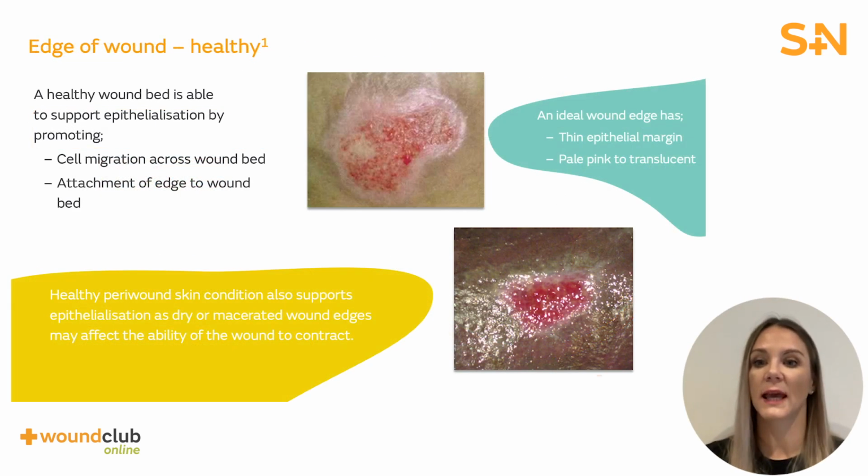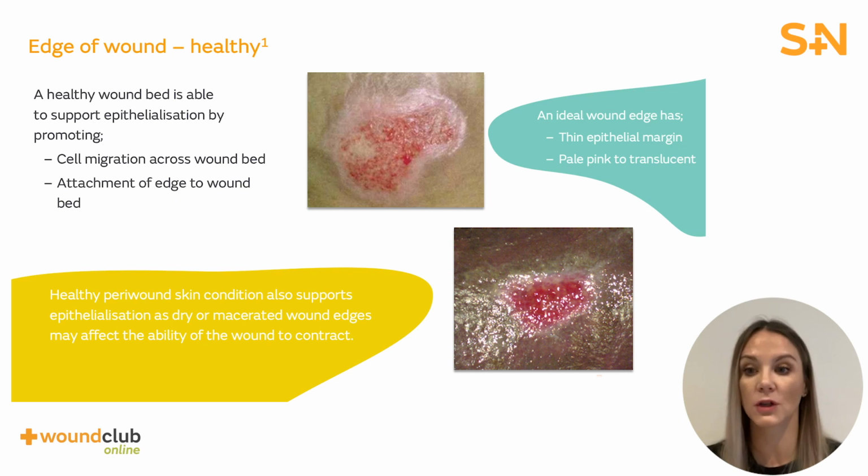Assessment of wound edges can indicate whether wound contraction and epithelialization is progressing, and confirm either the effectiveness of the wound treatment being used or the need for re-evaluation. A healthy wound bed and peri-wound are important to support progress. In a healing wound, the wound edges include a thin, pale pink to translucent wound margin, as seen here. The non-healing wound edge will be very different to this, which we will go on to.